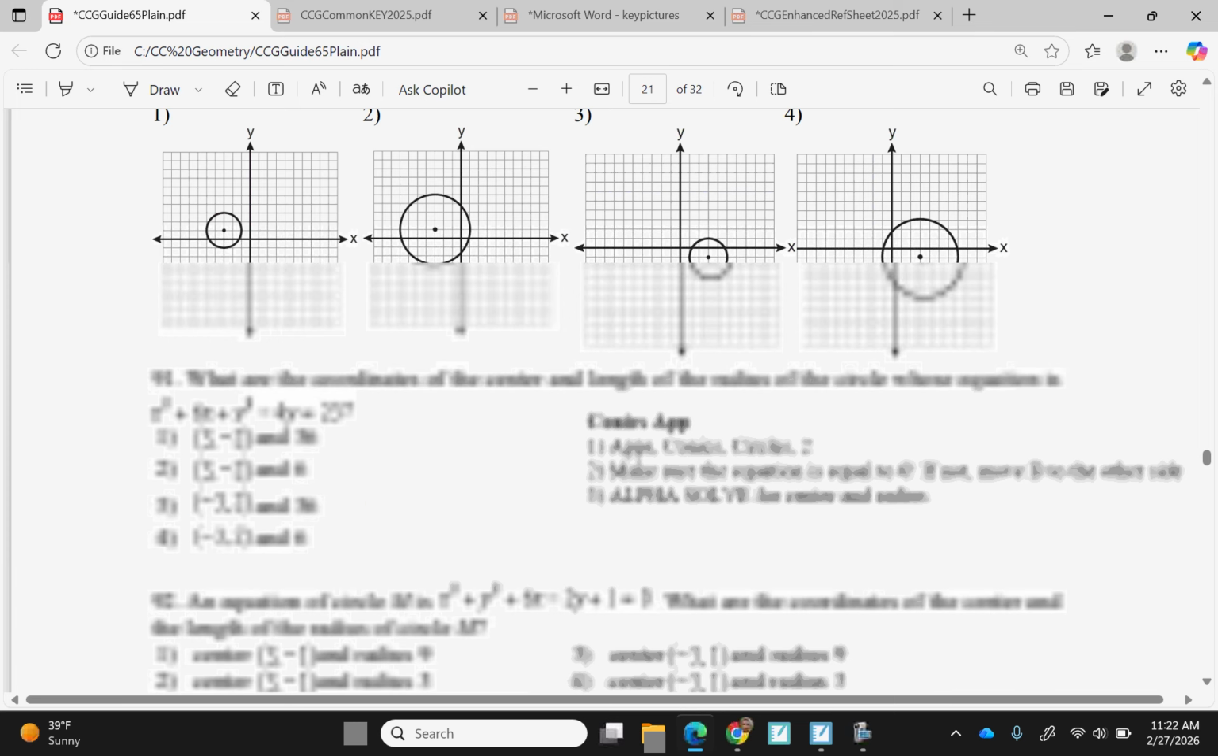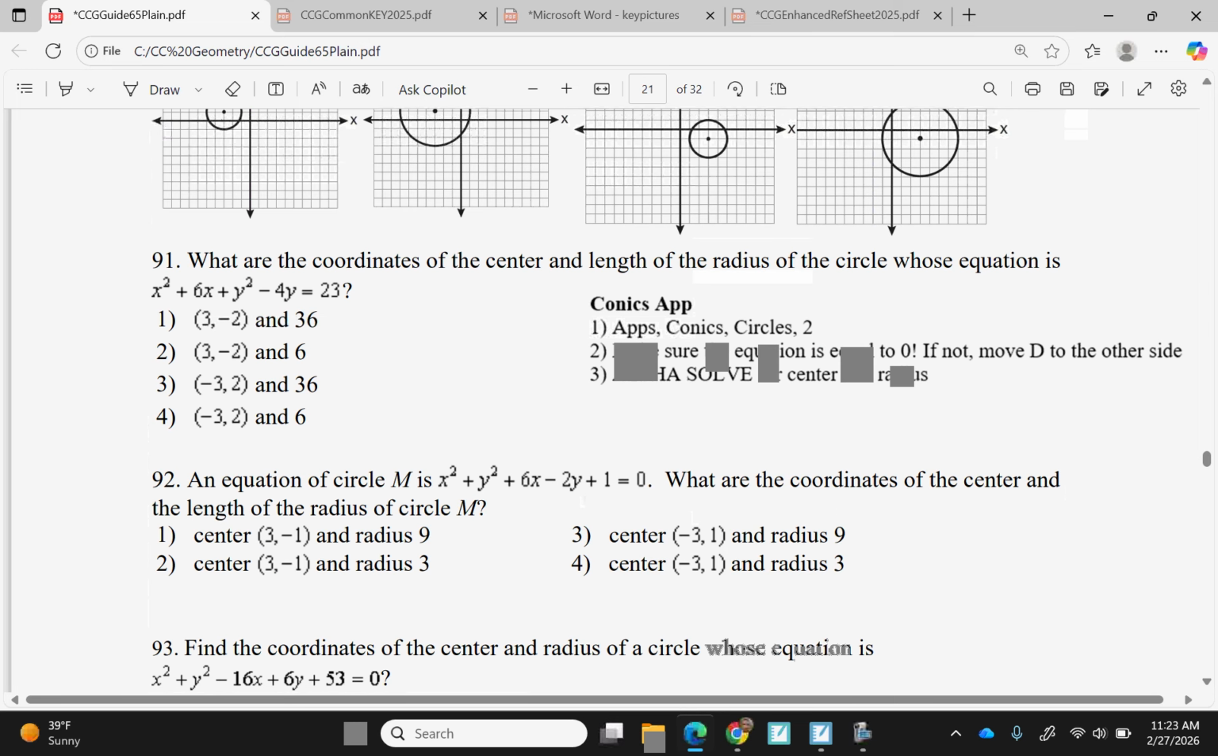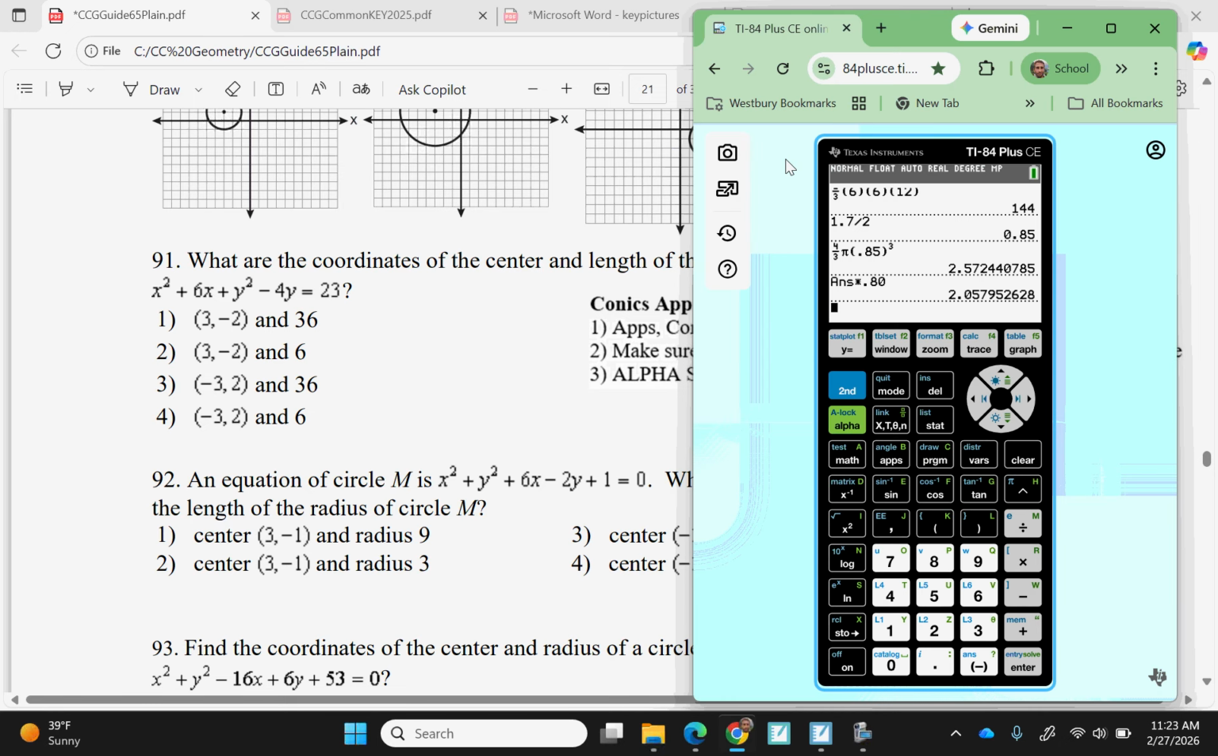That brings us to completing the square with circles, or conics app. I go back and forth. Do I want to show you this the right way? No, I don't. This is Guide to 65. We're going to use the conics app. If you know how to do it with completing the square, you're awesome. So for center and radius, when it's in standard form, we go to our conics app. We hit apps. We go to conics. We hit enter. We go to circle. We go to option 2 because that's the form it's in.